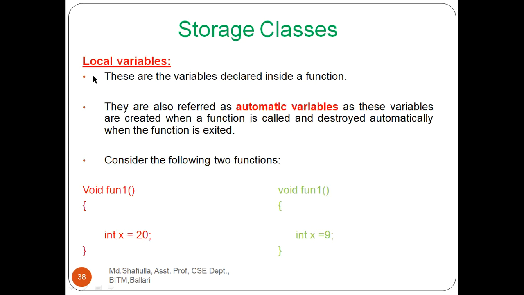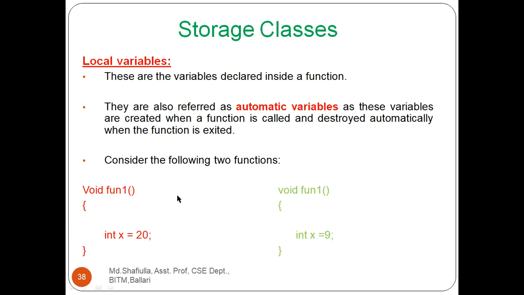Now coming to local variables. Local variables are those variables that we declare inside a function. That is, these variables are declared within a block, within a pair of braces. They are also called automatic variables. Why do we call them automatic? Because they are created when you call a function, and they are destroyed automatically when the function is terminated or exited. Hence the name automatic variables.